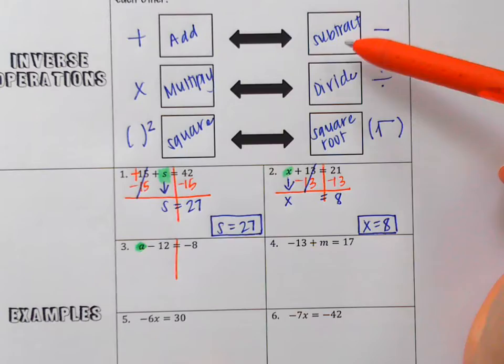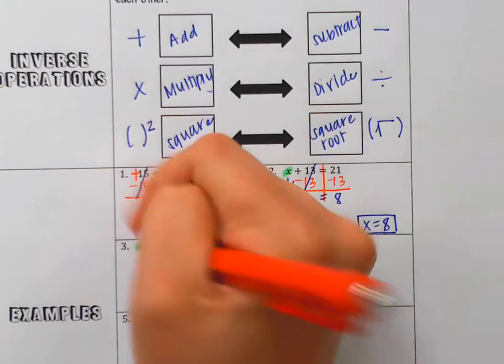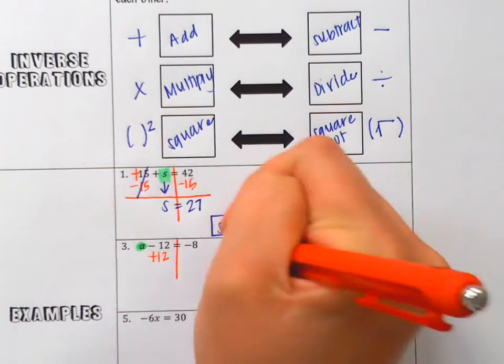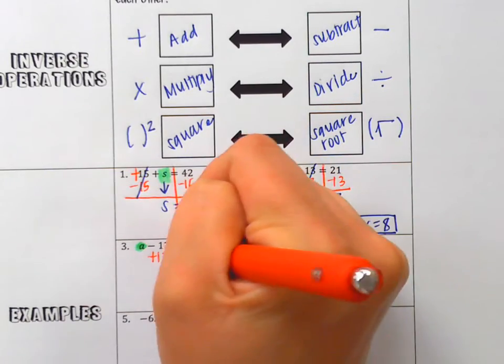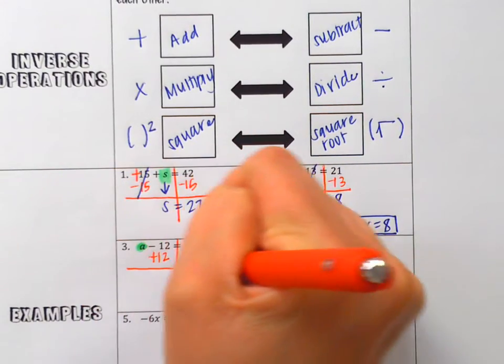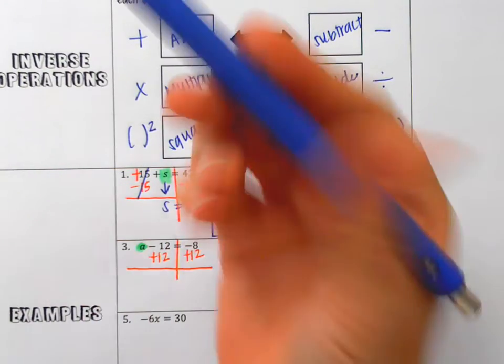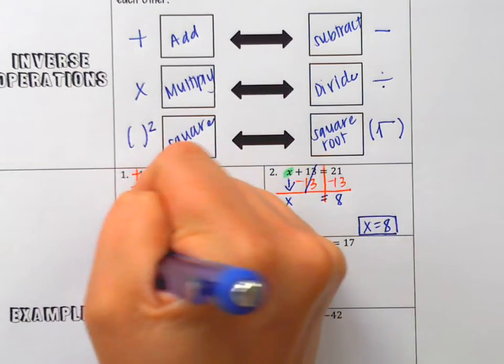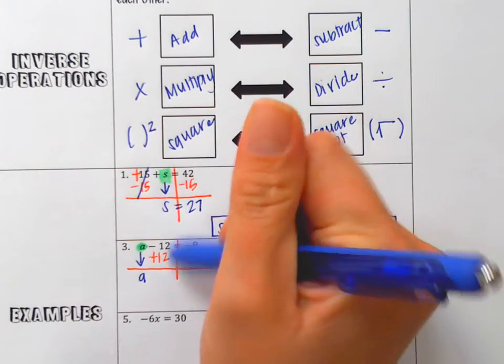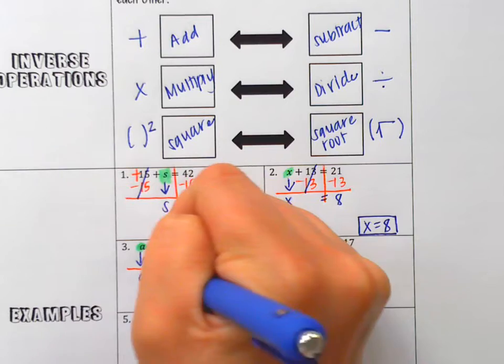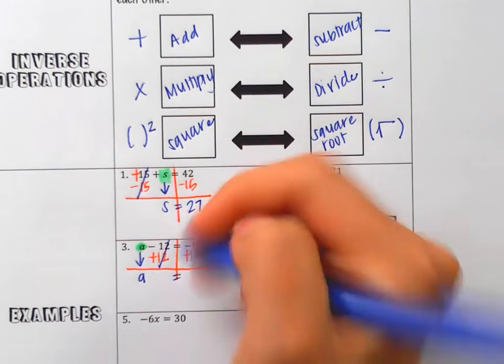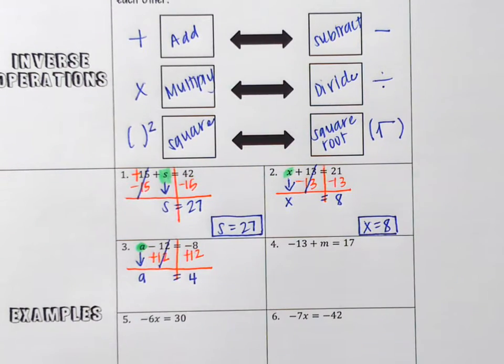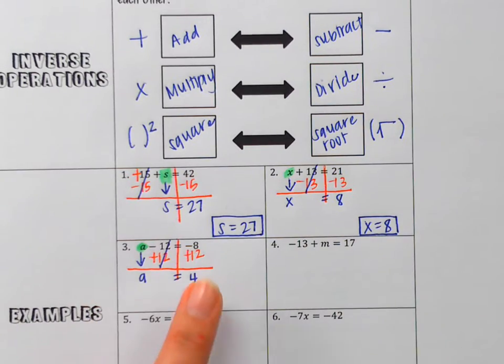So to undo minus, I'm going to add it. So I'm going to add 12 here, and then I'm going to add 12 to the other side. Whatever we do to one side, we have to do to the other. So that a comes down. It's now by itself. Negative 12 plus 12 is 0. That's what we wanted. And then negative 8 plus 12 is 4. A is by itself. We solved it.